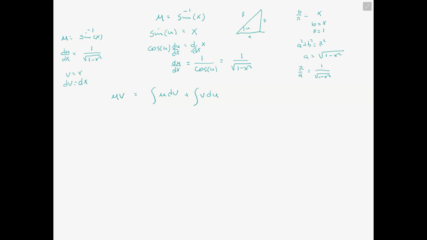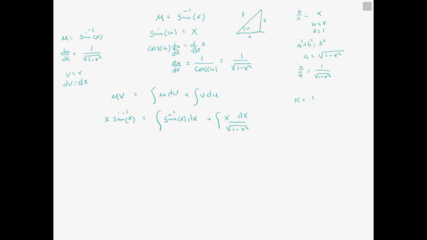And uv is x arc sine of x, equals u v minus, so this is the arc sine of x dx plus, and u, v is x, and du is dx over the square root of 1 minus x squared.